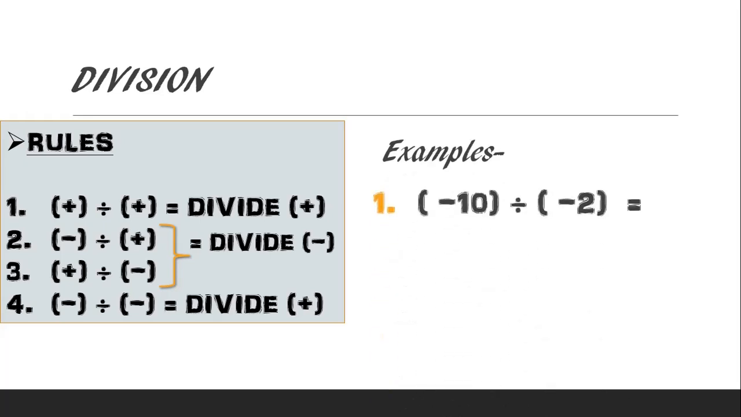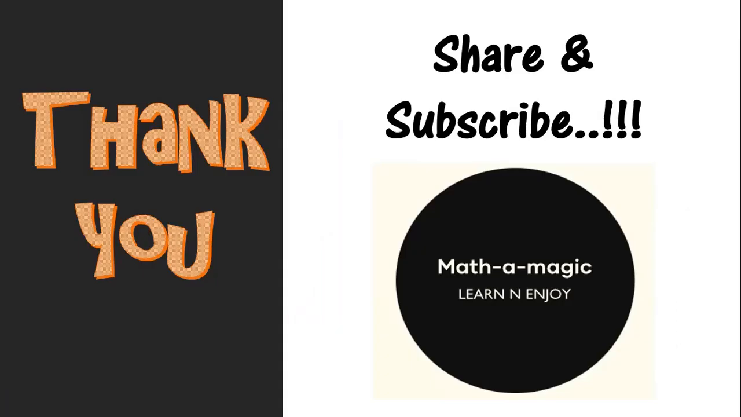As you can see in the example, both the numbers are negative, so after division, they will have plus sign to the answer. And if either of the numbers is negative, you have to give minus sign to the answer.